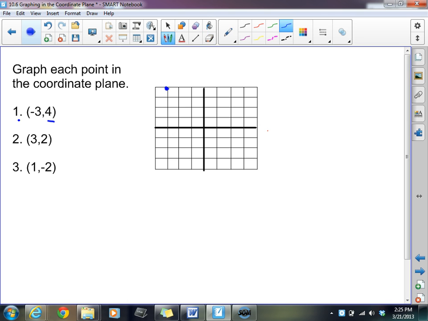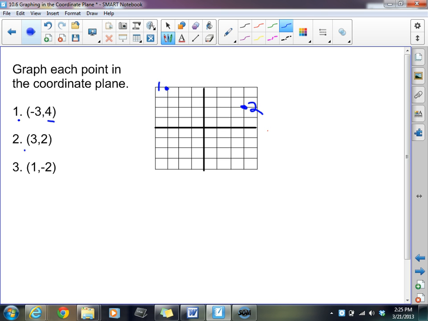The second one, 3, 2. This one's very, very easy because we're going to go over 3. We're going to go forward 3. So 1, 2, 3. Forward 3, and then up 2. 1, 2. And so the ordered pair, so the point is right there. So this is number 2, and this is number 1. All right, last point.